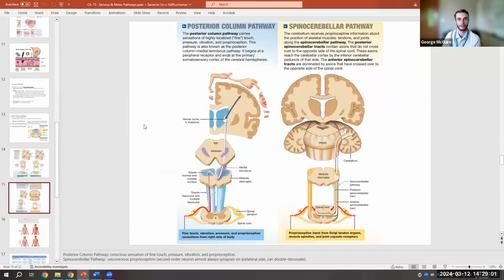And then our two other pathways are posterior and spinocerebellar. So we'll start with the posterior. It's still following that same general idea of we have three neurons in this pathway. However, decussation doesn't happen in the spinal cord this time. With the posterior column pathway, that crossing over occurs in the medulla oblongata. So it travels up the same side of the spinal cord from whatever side of the body is sensing it until it reaches the brainstem.